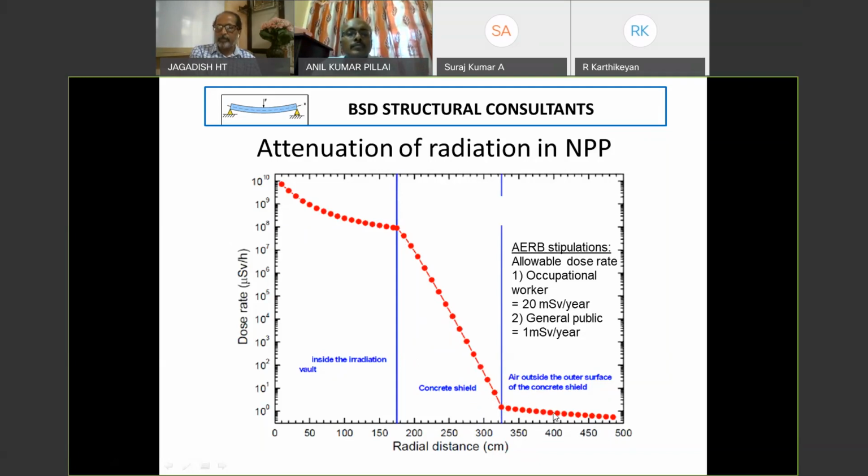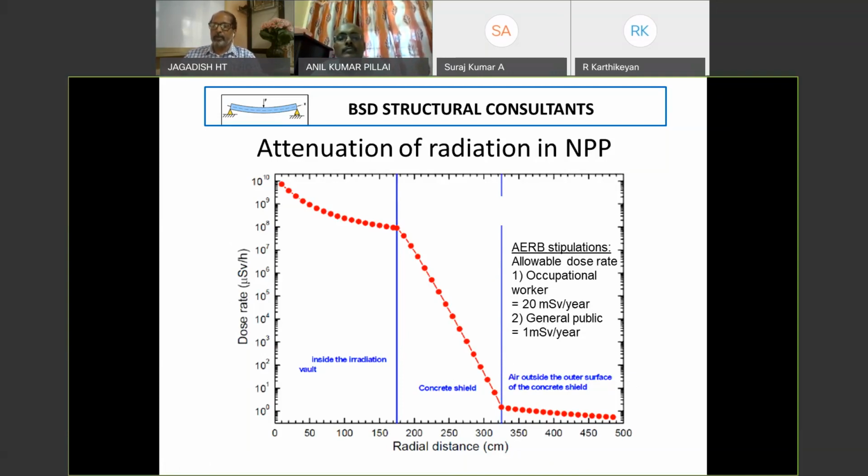Now from here onwards, this is the air outside the concrete shielding wall. This is not the air which is outside the reactor building. This is the place where the accessible area is. This is a non-accessible area. In between, there is a concrete wall. Beyond this is our containment wall, and that completely cuts out this air, and no radiation comes out of the building, so the public is safe.